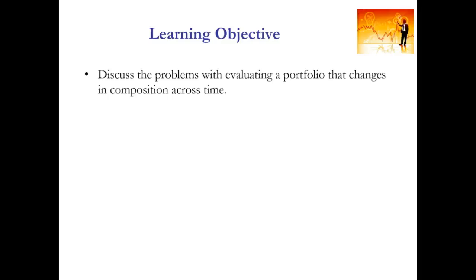So far we've looked at a range of different tools for evaluating a portfolio. But what you'll note across all of those tools is that they use a single measure for risk. Therefore, implicitly we're assuming that risk remains constant across the entire life of the period that we're evaluating. In this learning objective, we discuss the problems with evaluating a portfolio that changes in composition and hence maybe changes in risk profile across time.